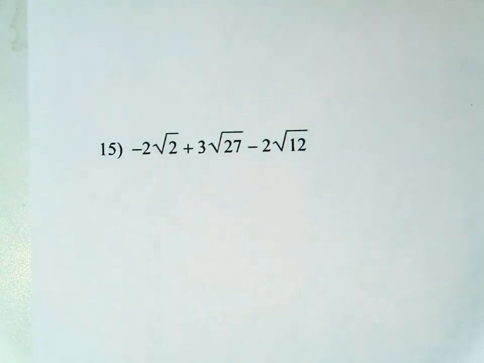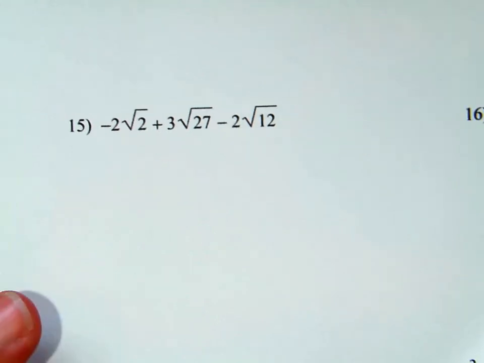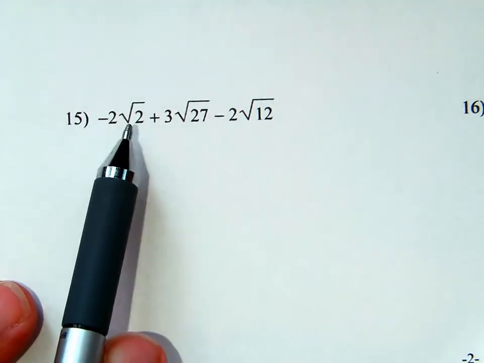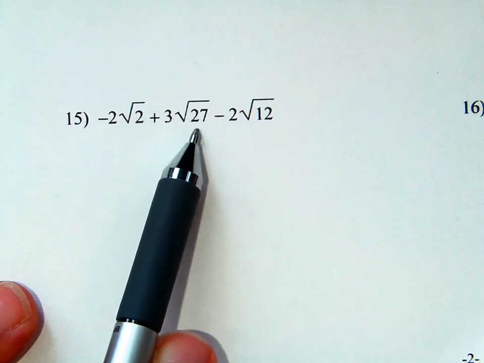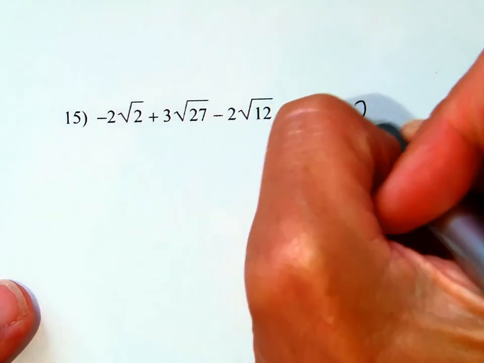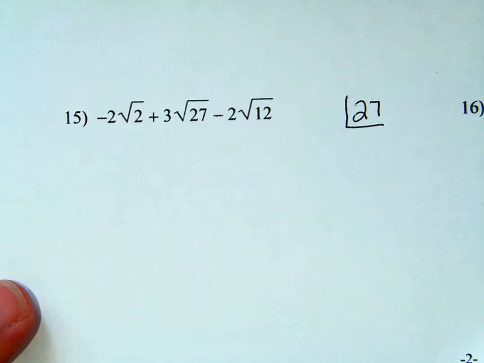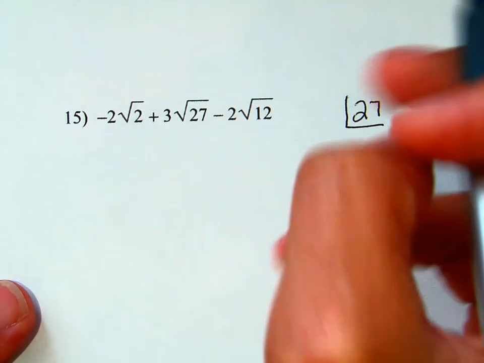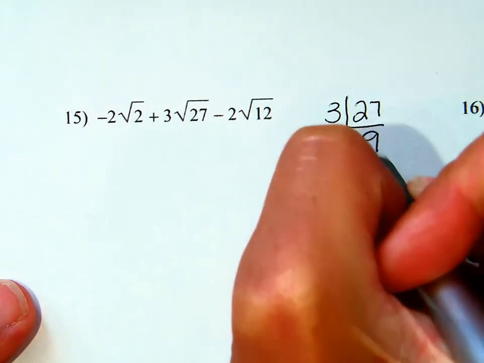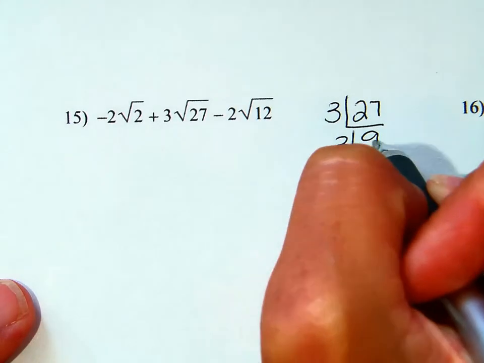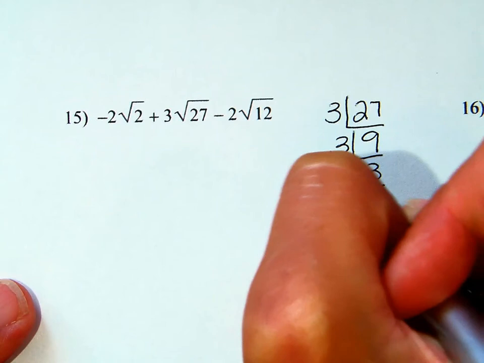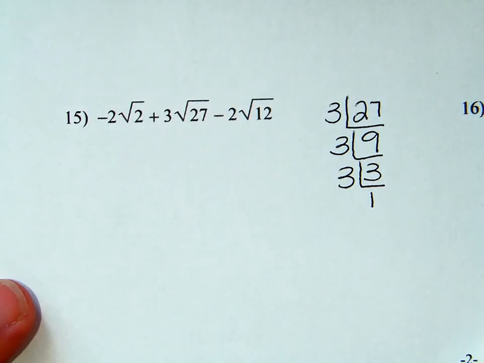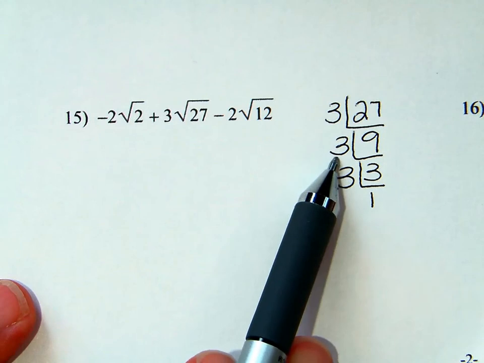Number 15. This problem is going to require a little bit of simplification before we can do our combination. The first radical is in simplest form, but 27 can break down. I'm going to do that out here to the side. 27 is not an even number, so I'm not going to divide by 2. I'm going to try 3. 3 will go into 27 9 times. 9 is also divisible by 3, so 3 goes into 9 3 times, and then 3 goes into 3 1 time. Since this is a square root, I'm looking for things that show up twice.